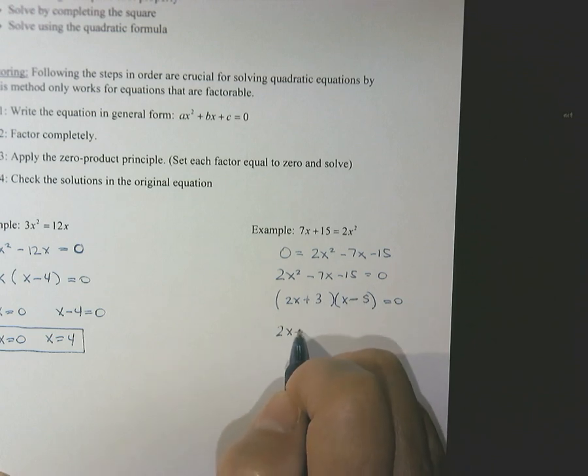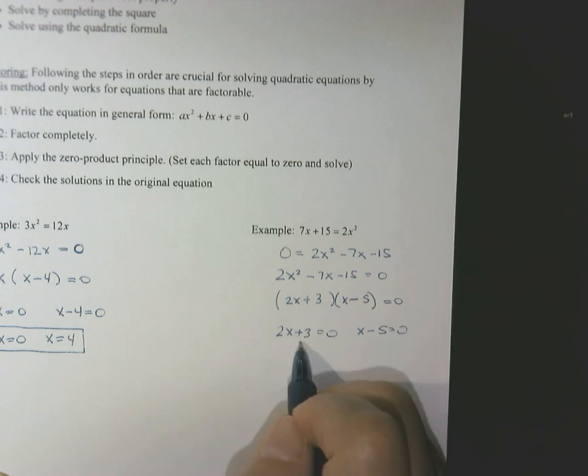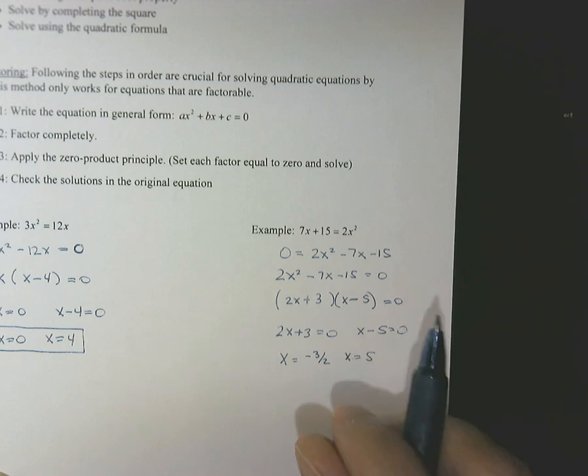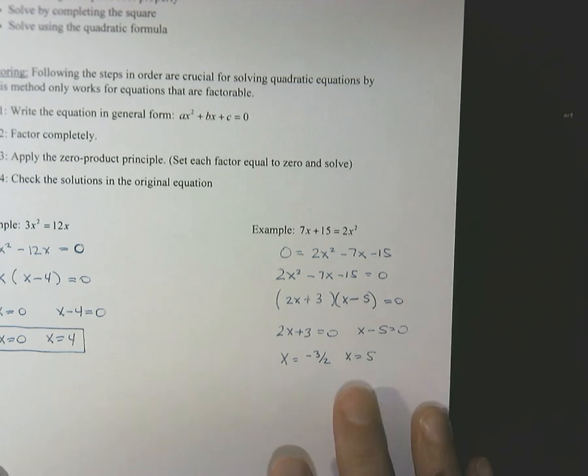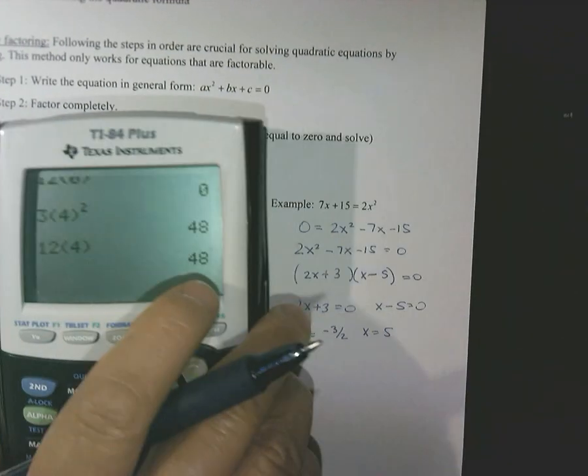I set each of these equal to 0. Subtract 3, divide by 2, I get x is equal to negative 3 halves. Add 5, I get x is equal to 5. Now I can show you, and I could go back and do it the way I did it before, plug in the number in. I'm going to show you where I like to graph it.